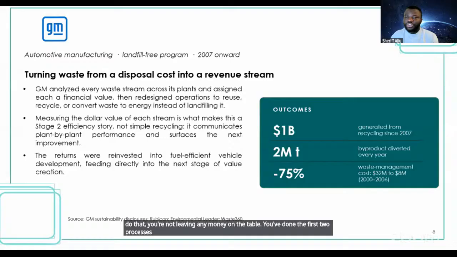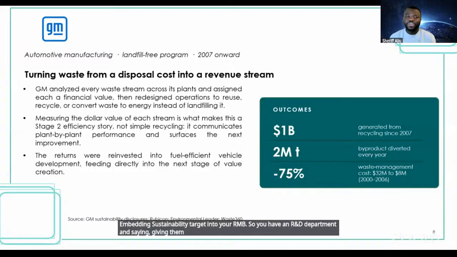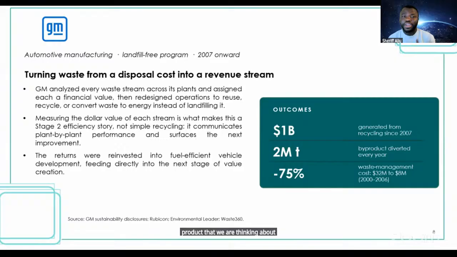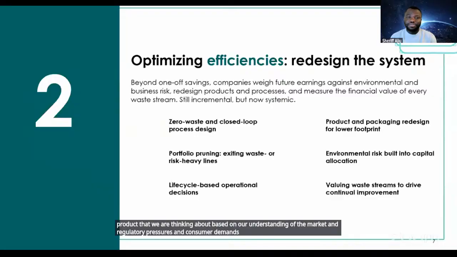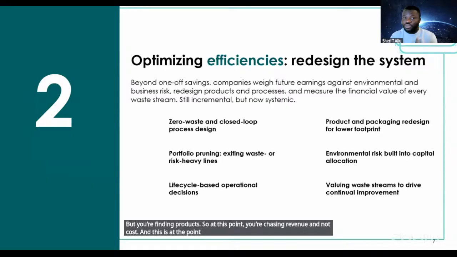And at this stage, that's when you're really thinking about embedding sustainability targets into your R&D. So you have an R&D department and you're giving them sustainability targets. You have to come through with the kind of product that we are thinking about based on our understanding of the market and regulatory pressures and consumer demands. So you commercialize breakthroughs in clean technology, you think about stuff like that. You stop finding savings at this point, but you're finding products. So at this point, you're chasing revenue and not cost. And this is the point where you move to the next level.